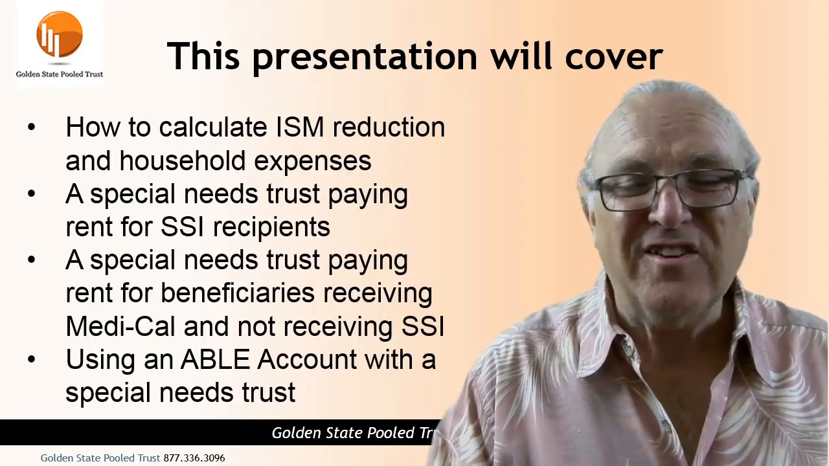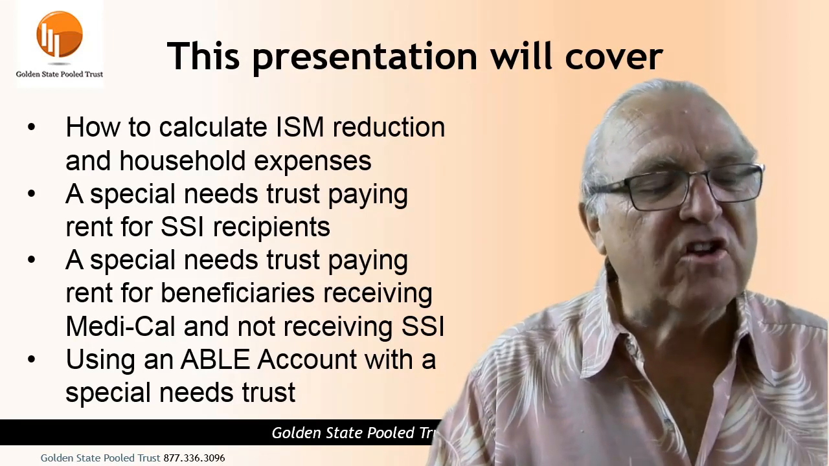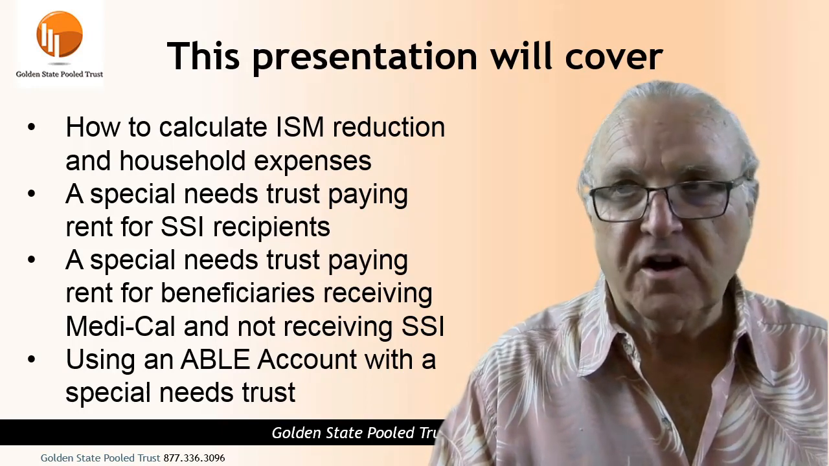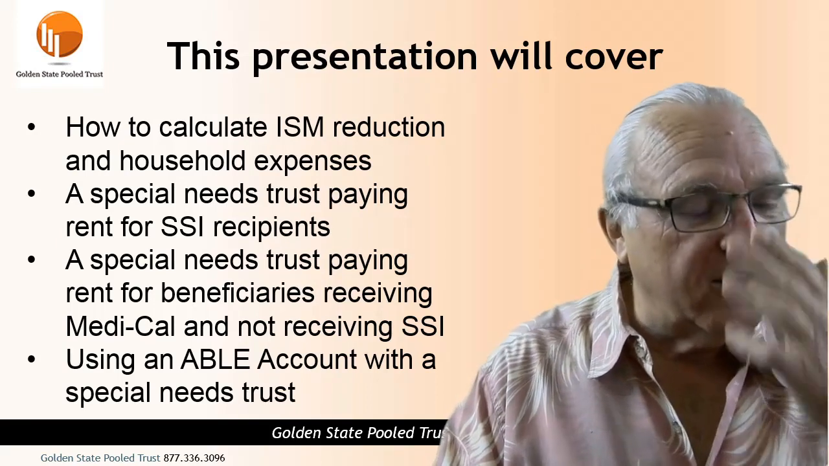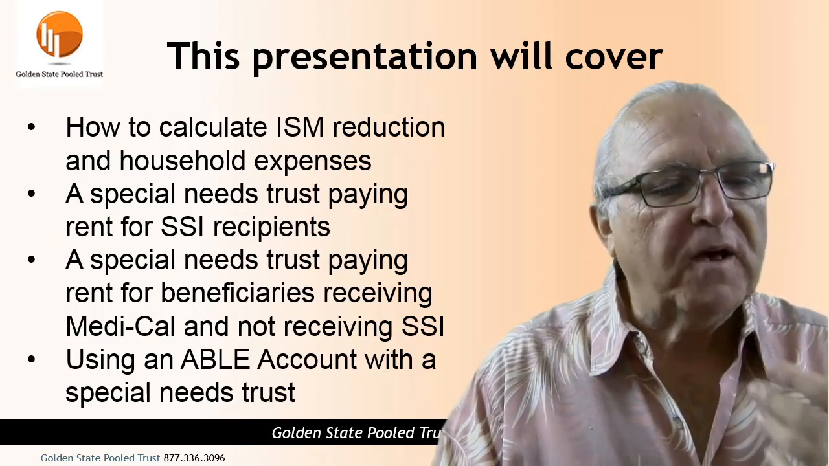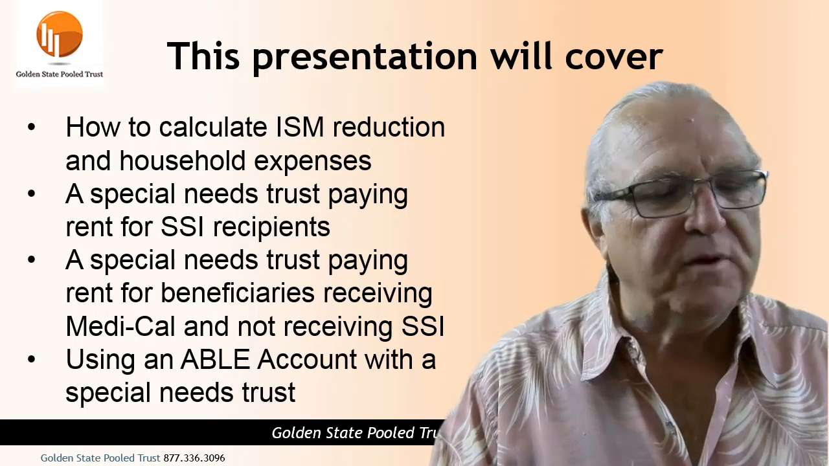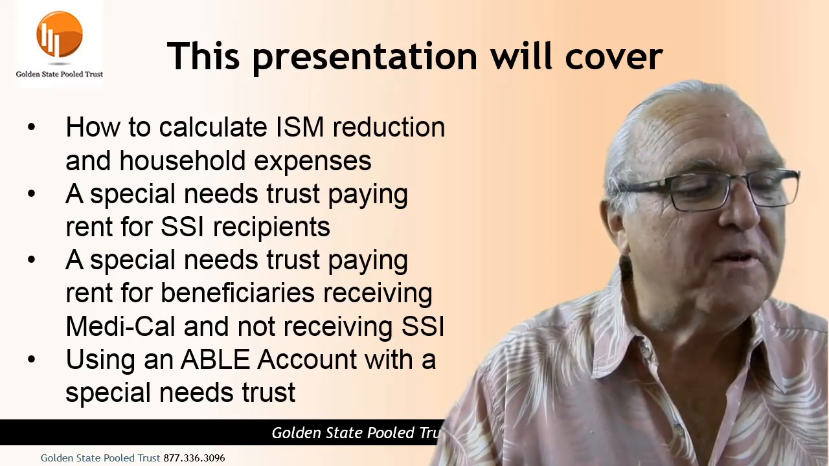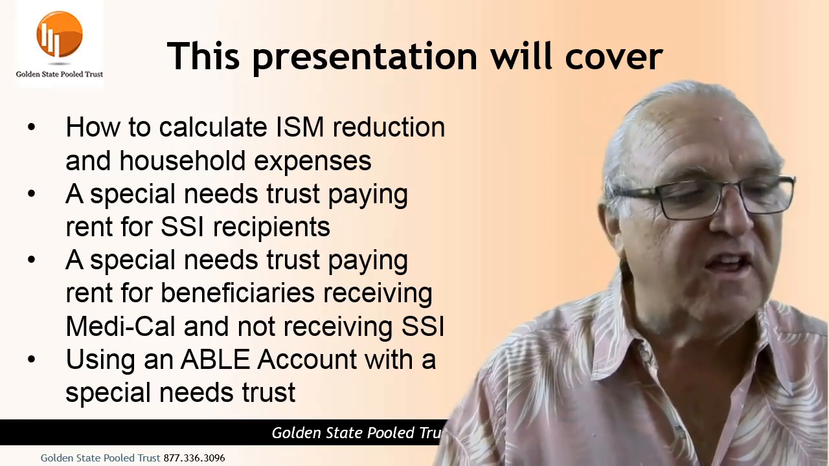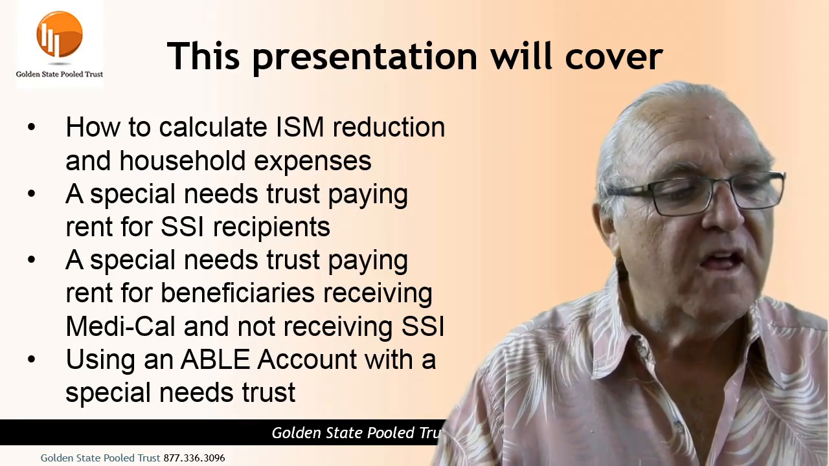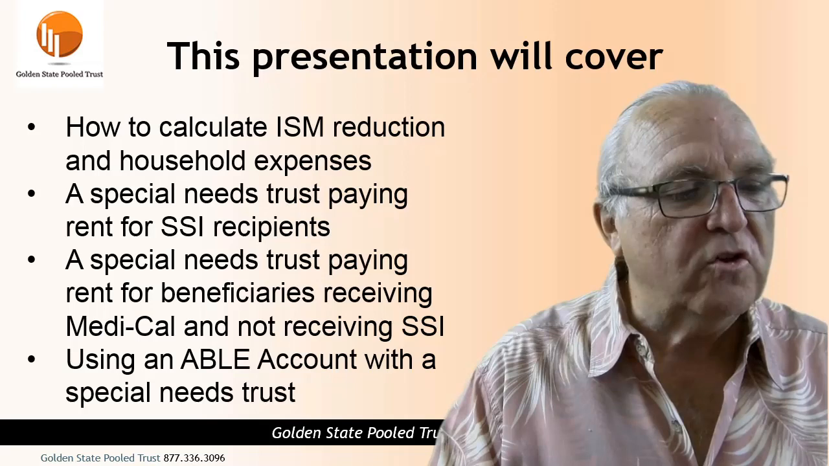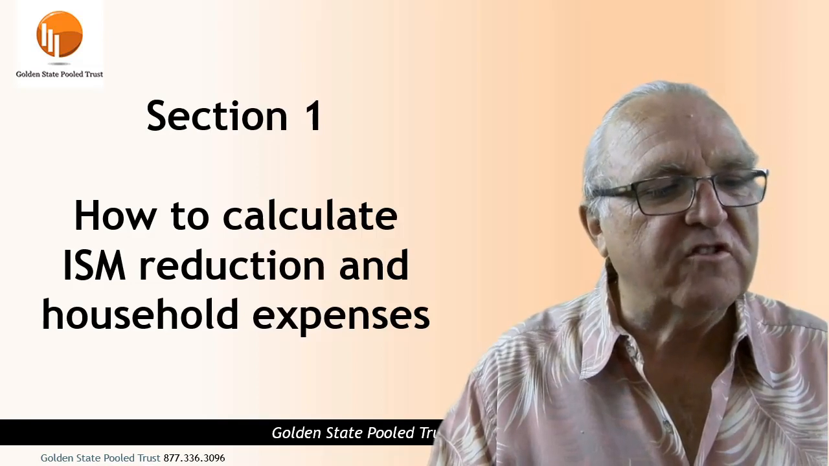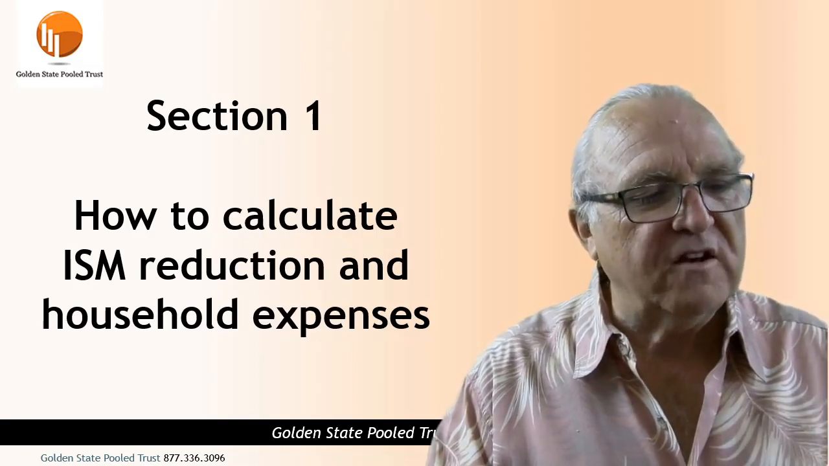So what we're going to cover today is a couple of things. We're going to cover how to calculate your in-kind support and maintenance reduction here and household expenses. And we're going to go through that concept. And this is mostly for folks that are on SSI. We're going to talk about special needs trust paying rent for SSI recipients or paying for shelter issues. Then we're going to talk about paying for shelter issues when somebody's getting Medi-Cal or Medicaid in other states here and not receiving SSI. And then we're going to end on talking about using an ABLE account with a special needs trust.